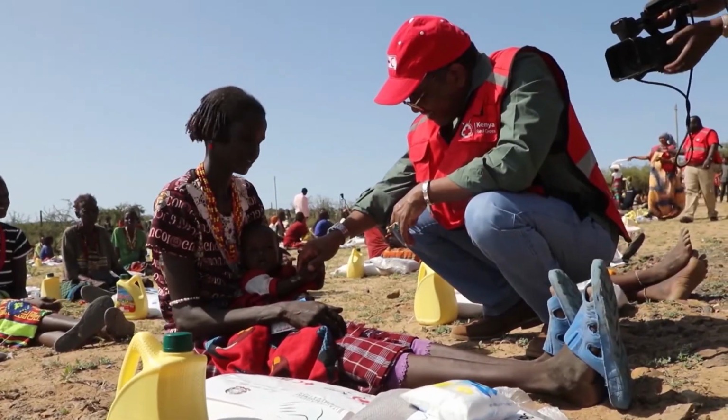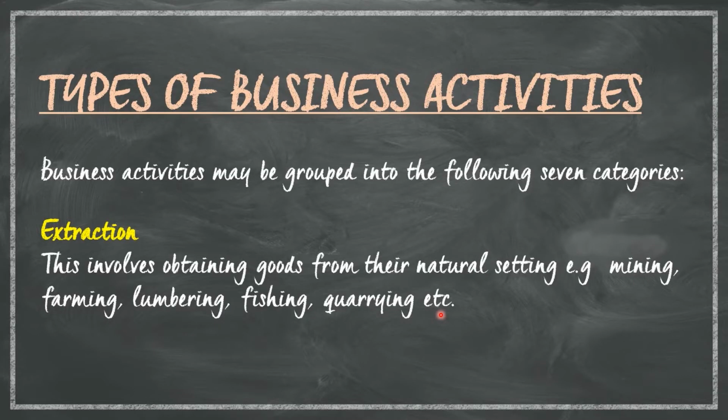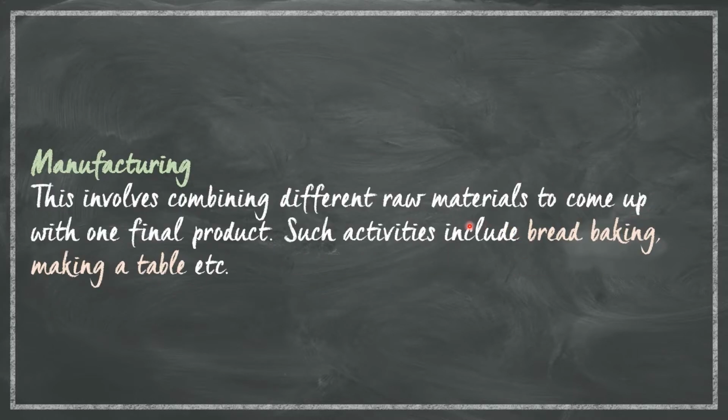We then went ahead to look at the types of business activities that we have. We looked at extraction. We say that extraction involves obtaining goods from their natural setting. We gave an example of mining. We went ahead to look at processing, where we said it involves the conversion of raw materials into more useful products without combining it with other goods. We then went ahead to look at manufacturing, and we say that it involves combining different raw materials to come up with one final product.